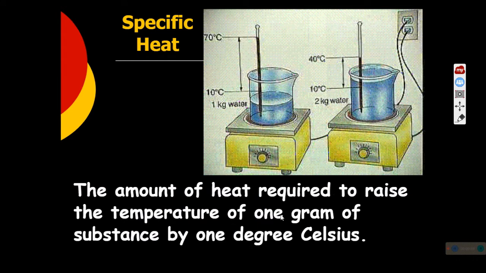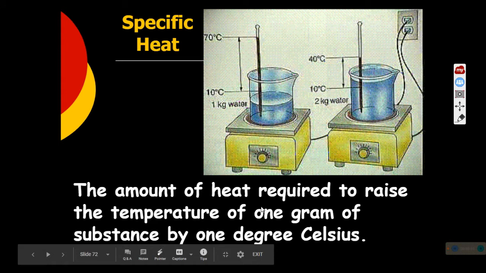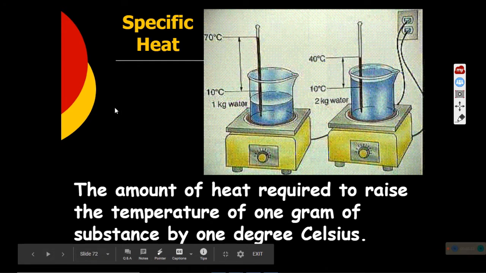So let's talk about specific heat. The actual definition of specific heat is the amount of heat required to raise the temperature of 1 gram of a substance by 1 degree. So really, specific heat is how much energy do we need to heat this thing up. There is always, for each type of material, a specific temperature that is required to heat things up.